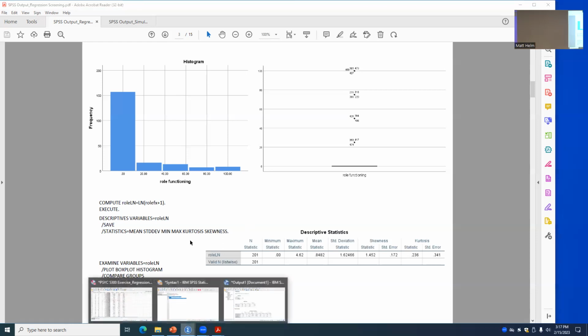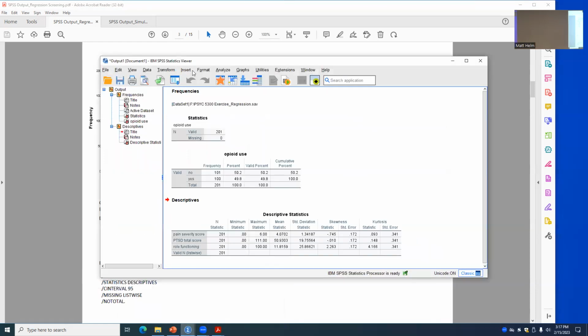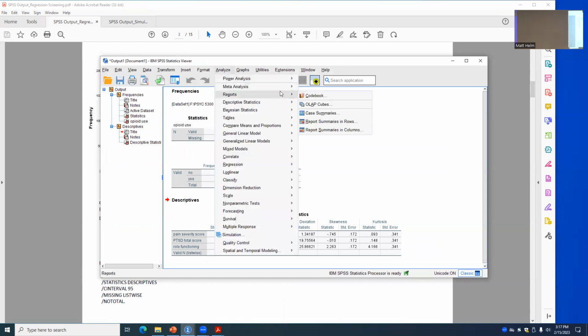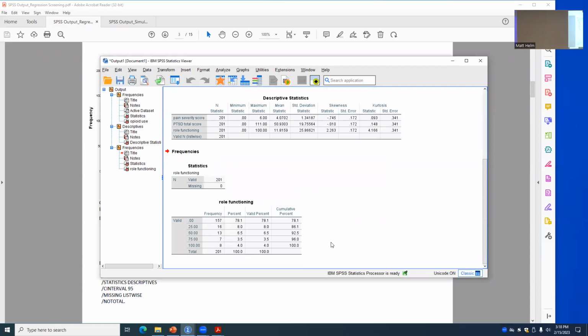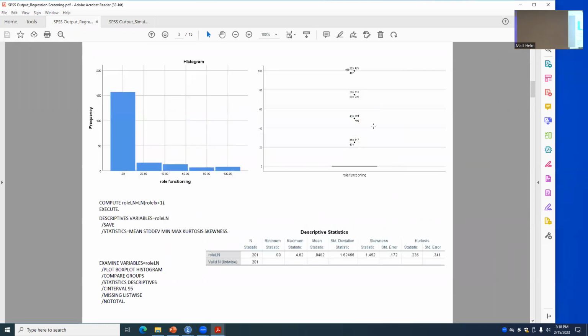If we go through frequencies and go to role functioning, I've actually only got 5 values here, right? I've got 0, 25, 50, 75, 100, right? So I've got 5 values, which generally we can say, oh, we can kind of treat that as continuous.